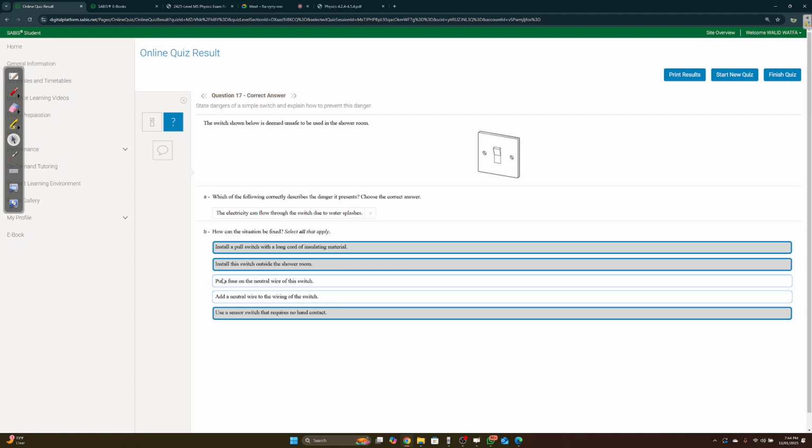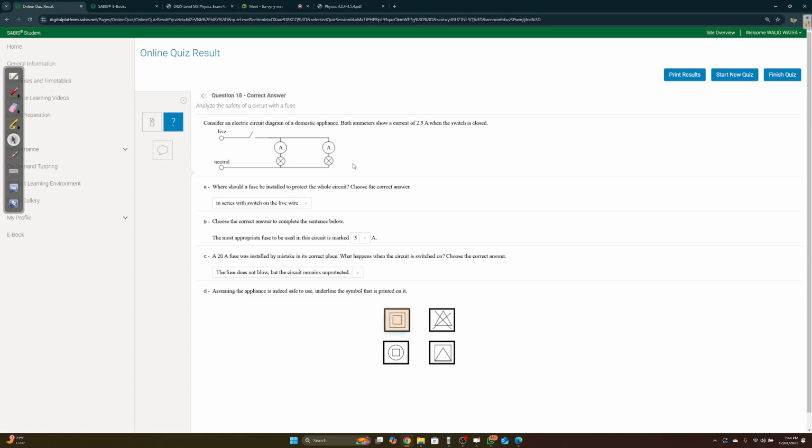Put a fuse on the neutral wire. Why? The neutral wire is just there to reduce power loss. Use a sensor switch that requires no hand contact. I guess that makes sense. This way, if you're not placing your hand on it, that means there won't be any water on it, unless you deliberately get a bucket of water and splash it.